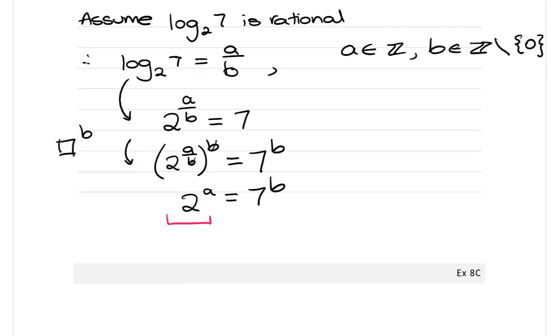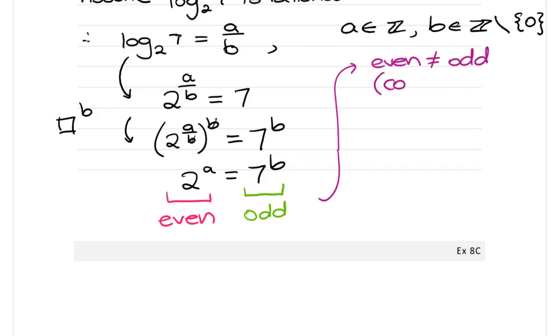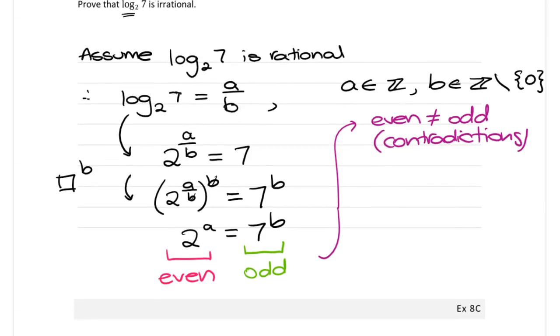This side, we have something that's always going to be even. 2 raised to any power is going to be something that's even. Is that true of the other side? Well, no. We said an odd times an odd is always an odd. So 7 raised to a power is always going to be an odd. And we've got a familiar situation here. An even cannot equal an odd. That's our contradiction. And our contradiction says that our original assumption must not have been true. And our original assumption was, assume that log base 2 of 7 is rational. So we can write, therefore, log base 2 of 7 is irrational.